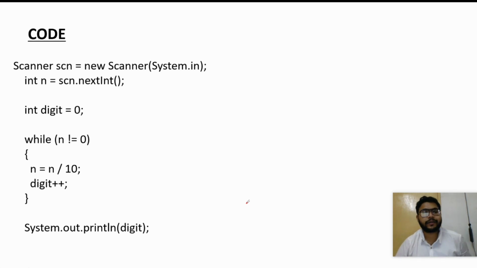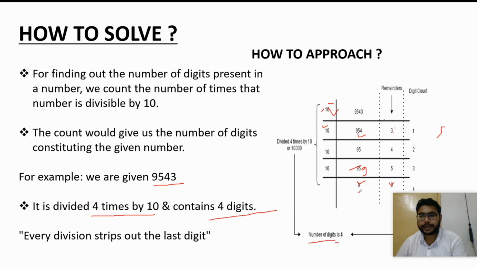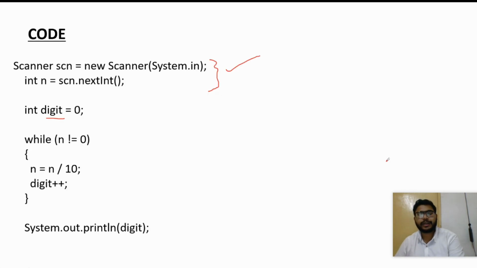Now let us see how we can write the code. First, we will write the code to take the input. Then we will take a variable digit as an integer, which we will require to find the final output. Then we will use a while loop. In the while loop, we will take n not equal to 0, because as we saw, when the number becomes 0, the program ends. So we have to loop as long as the number is non-zero.